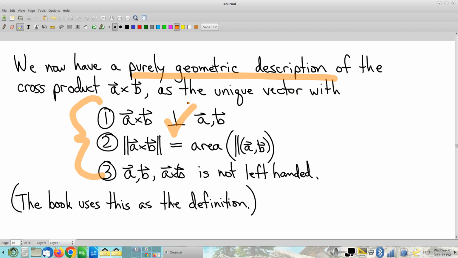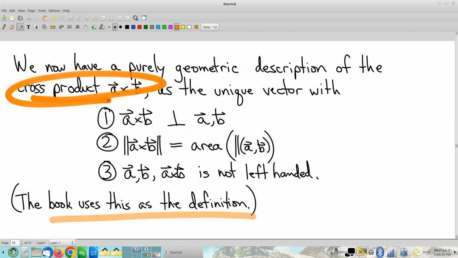And I claim this, again, is purely geometric. Notice perpendicularity. It's a purely geometric concept. Area, purely geometric concept. Order, being left-handed or right-handed or what have you, purely geometric concept, right? So, geometric description of the cross product. In fact, you can use this as an alternative definition. You can define, as the book does, that the cross product is the unique vector that satisfies all three of these conditions. And what the book does, it's really a very nice point of view. They take this geometric characterization and then they start working out the formulas, and their punchline is the formula that we started with.